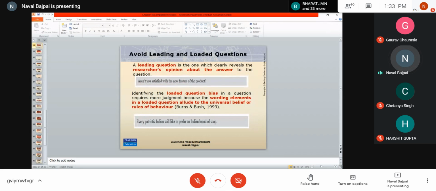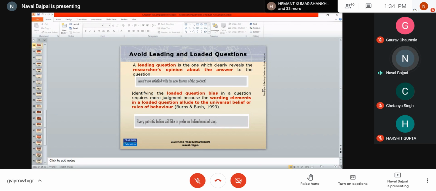Avoid leading and loaded questions. Leading questions means that most of the time we people are being biased. Nobody is unbiased in the world. So we are being biased by something, which may be right, may be wrong. Suppose I'm convinced about a particular feature of the product, and I ask a question emphasizing happiness: are you happy with this feature of the product? Then definitely I'll be getting the yes answer.